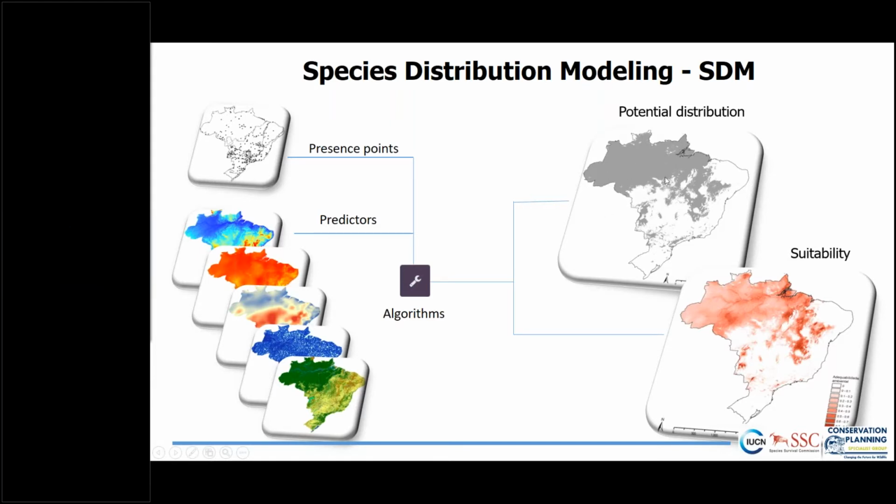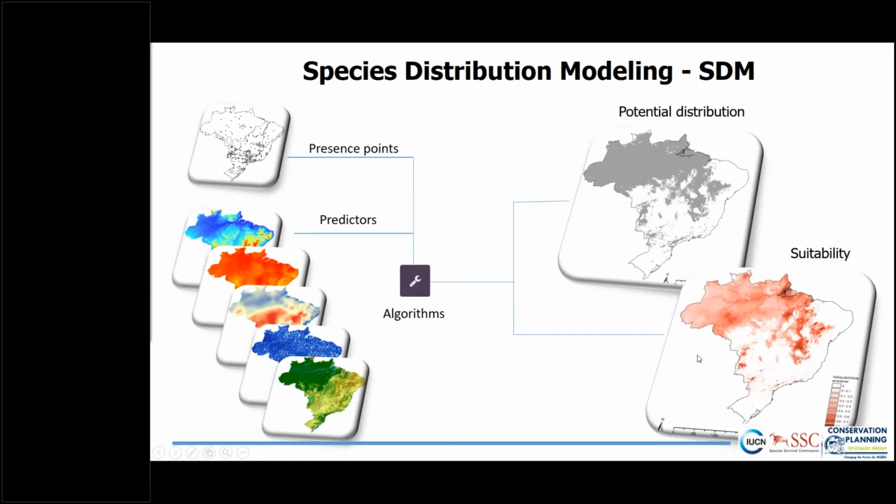So this map shows us where the species is present, represented by the gray area, and where this species is expected not to occur, represented by no color area. And also, it's possible to have this map called the suitability model that shows you the suitability or probability of species presence in the suitable area.